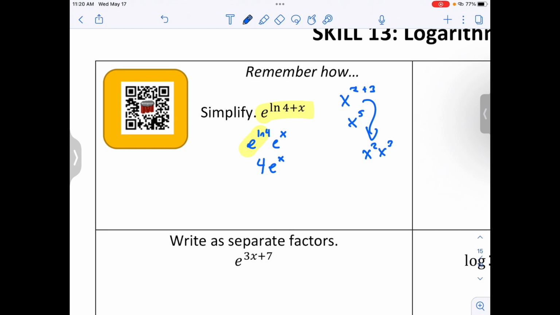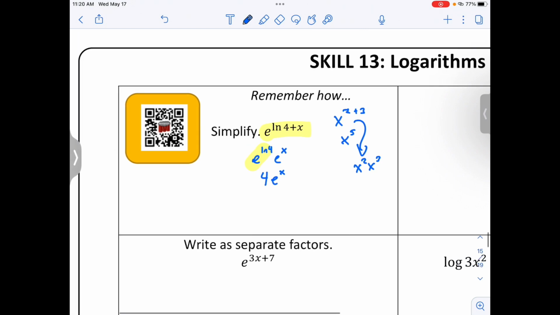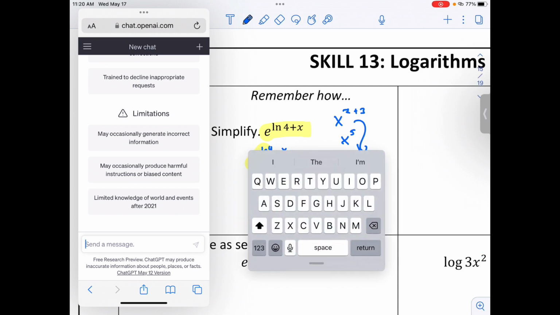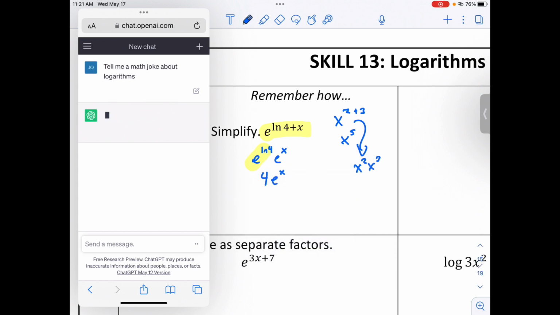All right, so as promised, let's have AI give us a math joke about logarithms. Tell me a math joke about logarithms. So let's see what it can come up with here. I'm kind of curious how this is going to go.